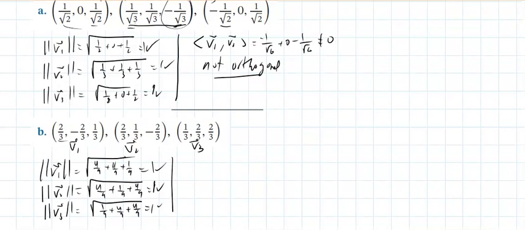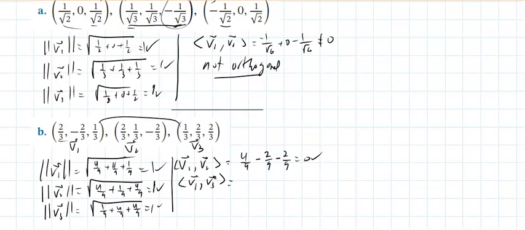Now what we have to check, are they orthogonal to each other? Well, let's see. If I take v sub 1 and v sub 2, that is 4/9 minus 2/9 minus 2/9, which is 0. If I take v1 and v3, the inner product of those, that is 2/9 minus 4/9 plus 2/9, that is 0 as well. And if you take v sub 2 and inner product with v sub 3, that is 2/9 plus 2/9 minus 4/9, that is 0.